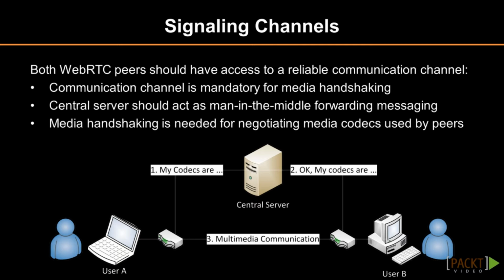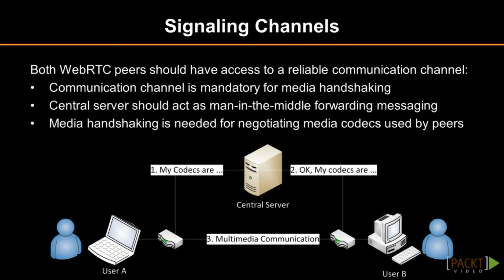Both WebRTC peers should have access to a reliable communication channel. This kind of communication is mandatory for media handshaking. As you can see from the picture, to establish a connection, the two peers have to connect through a server that will act as a man in the middle. The server, in fact, will forward every message from user A to user B, and vice versa.